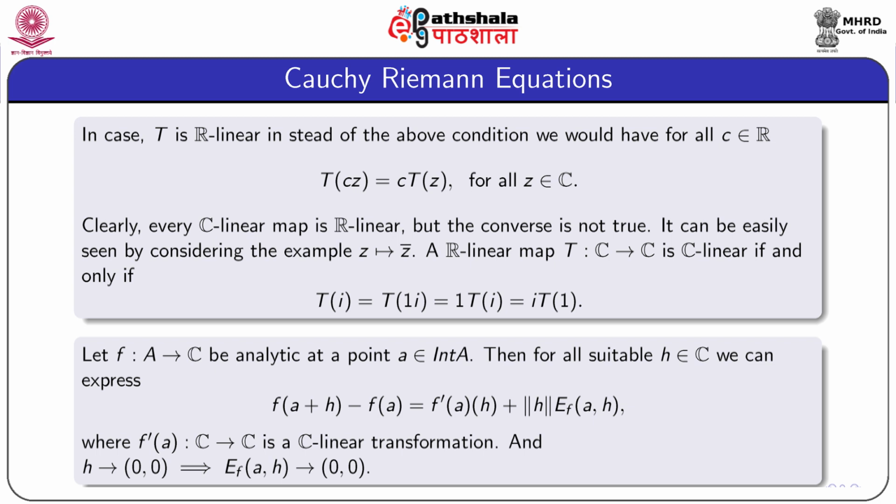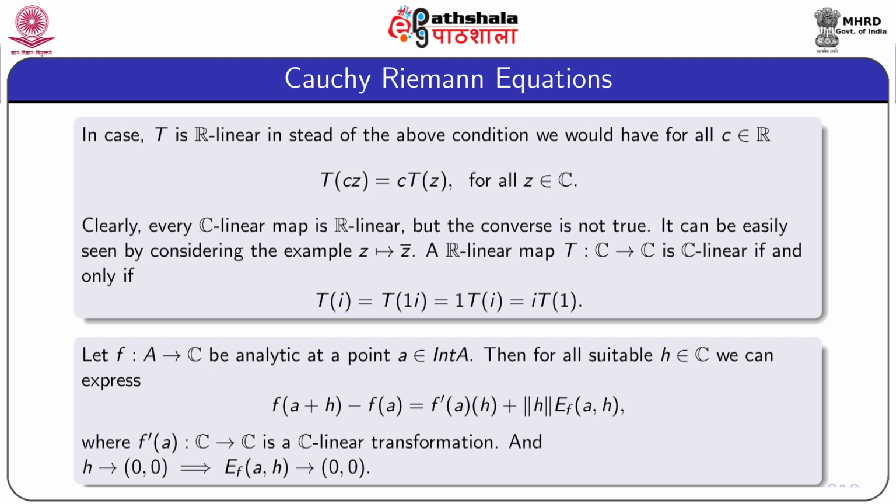Now, an R-linear map T from C to C is C-linear if and only if T(i·1) equals i·T(1), that is, T(i) equals iT(1). So an R-linear map T from C to C will be C-linear if and only if we have T(i) equals i T(1).